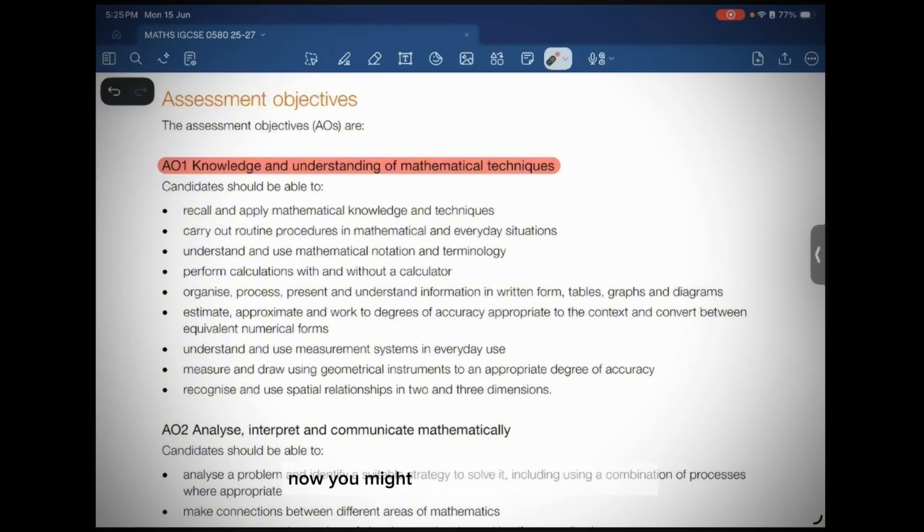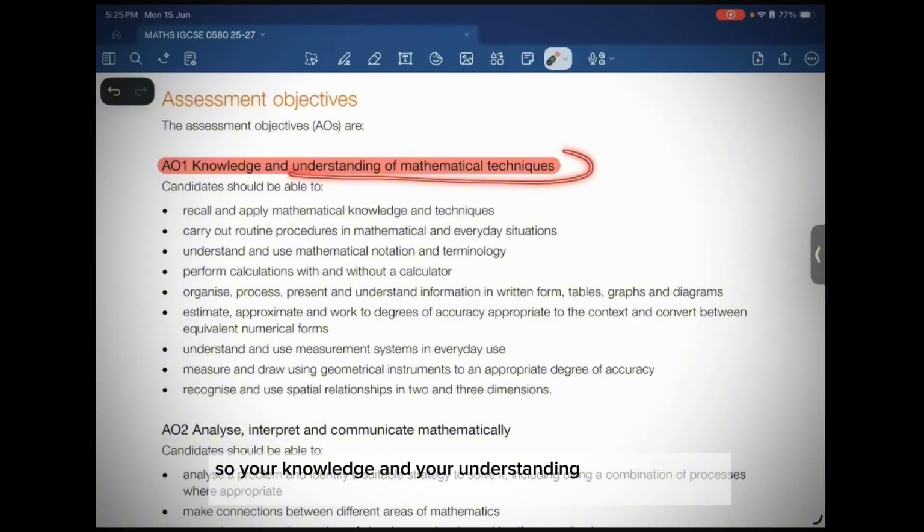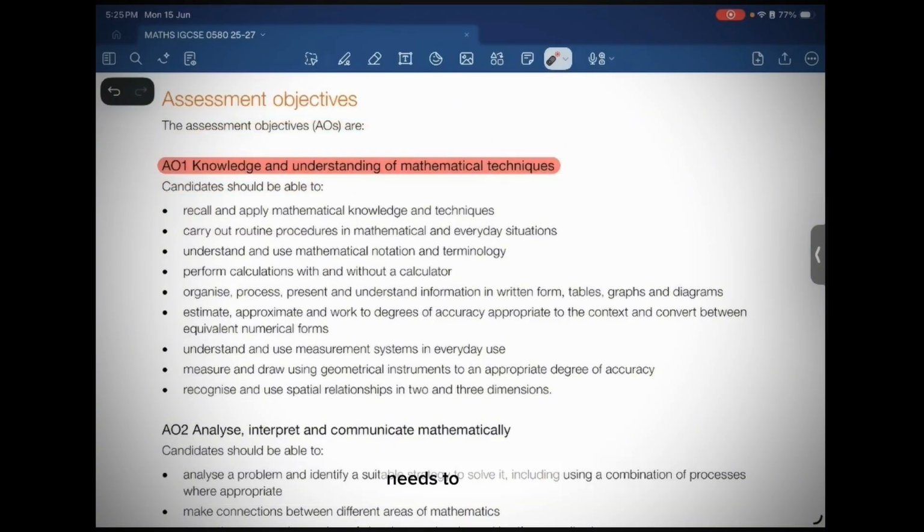Now, you might even get the correct answer, but you will still only get 1 mark for the answer. The answer is only worth 1 mark. The rest of the marks are an accumulation of your method marks, your working, everything else. All right, Vishnu? So your knowledge and your understanding of mathematical technique needs to be spot on.